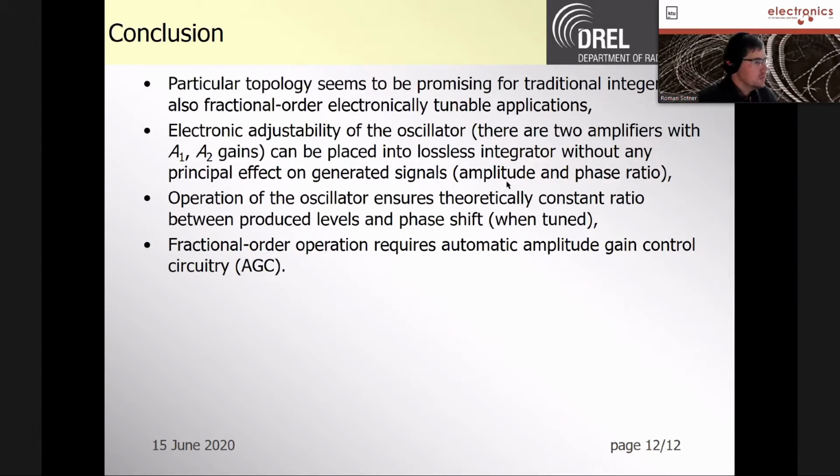As we saw in the analysis, there is no amplitude or phase shift variation in the ratio. So it means that the phase shift is kept constant, and the amplitude of the produced signal is also kept constant during the tuning process. The most important conclusion is that in fractional order implementation, this kind of oscillator has to always be used with some amplitude gain control circuitry. Without these blocks, it is not able to operate, and we have to set, for each selected oscillation frequency, the gain required for fulfillment of the conditional oscillation.